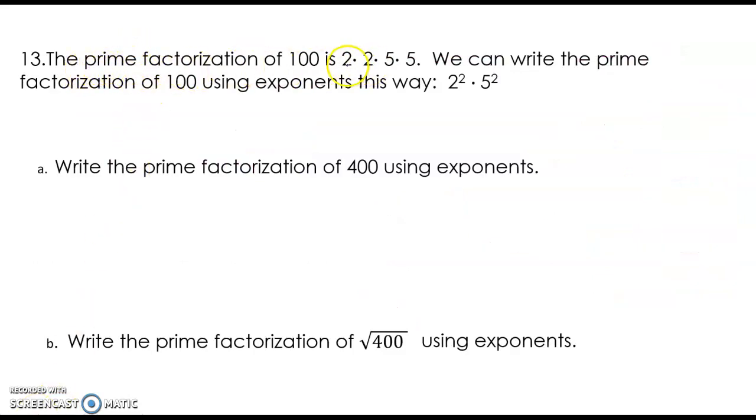13. The prime factorization of 100 is 2 times 2 times 5 times 5. We can write the prime factorization of 100 using exponents like this. So 2 to the 2, because we have 2 of them, and 5 to the 2, because we have 2 of them. Write the prime factorization of 400 using exponents. I'm a big fan of the factor tree. However you want to do it, you can do it.